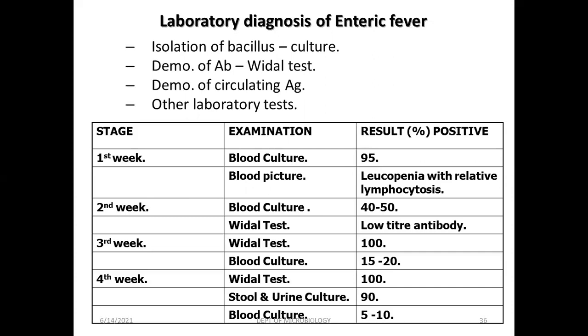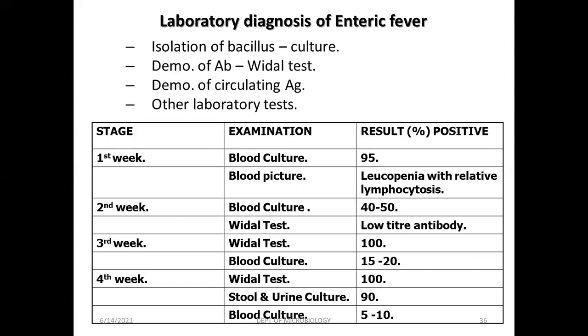Blood picture will show leukopenia with relative lymphocytosis. In the second week, we perform blood culture. The positivity rate is up to 50%. But if you perform the Widal test, the titer shown by the antibody will be low. In the third week, we perform blood culture. Again, it gives positivity up to 25 to 50%. Widal test will show 100% presence of antibody, or a significant titer will be detected.